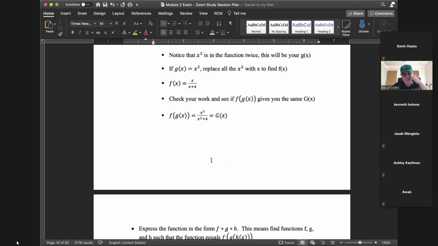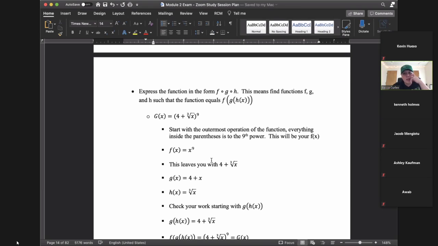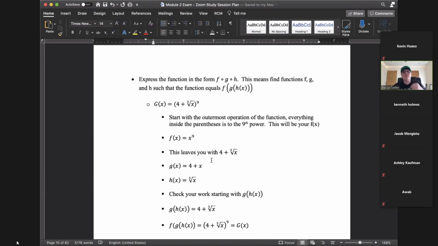It's a little bit different when you have one that's f of g of h, which means find functions f, g, and h such that the function equals f of g of h of x. So we're given big G of x equals 4 plus the cube root of x, all to the 9th power. With the larger ones, I like to start with the outermost operation of the function. Everything inside the parentheses is raised to the 9th power. So that's how I know it's going to be my f of x. That's the outermost thing that's happening with the function.